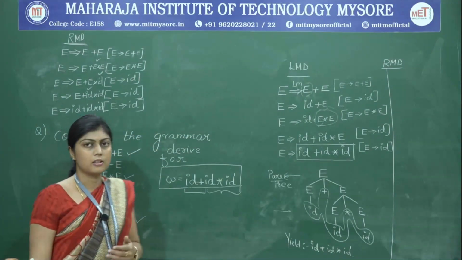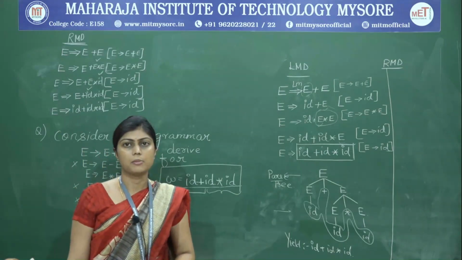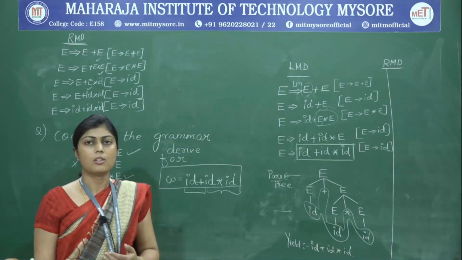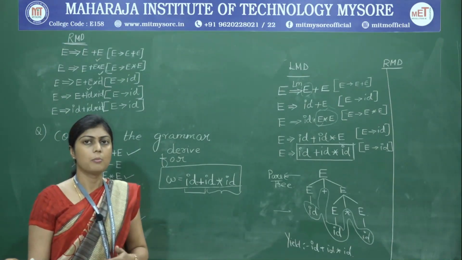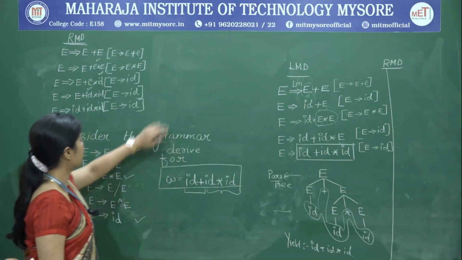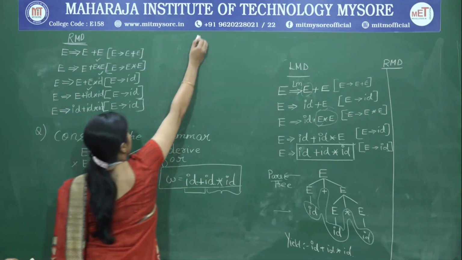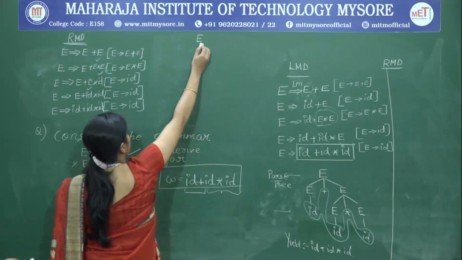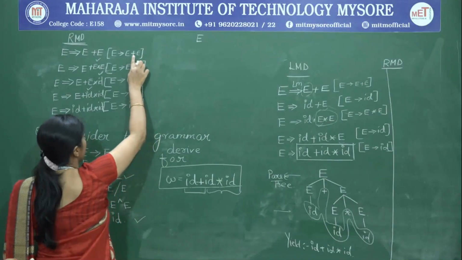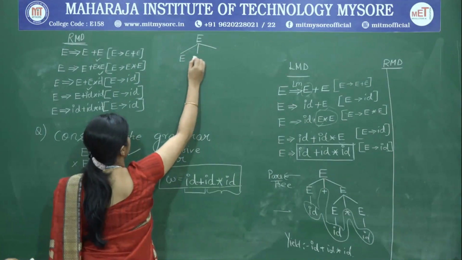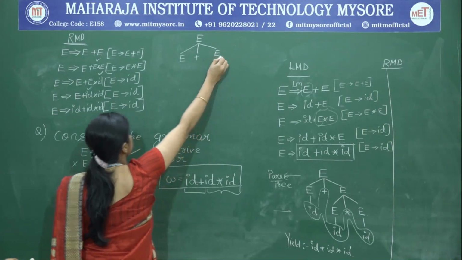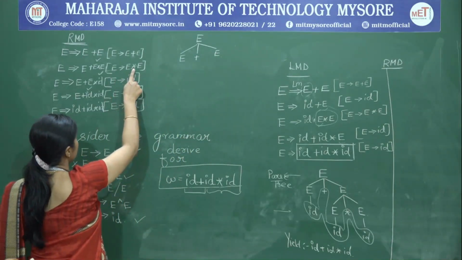See, I am using the term derivation tree, and sometimes we call it a parse tree also. So both are one and the same. The parse tree and the derivation tree mean the same thing. So we'll write the derivation tree here. First, we have started with E, and E goes to E plus E. So E plus E are the children of this E.